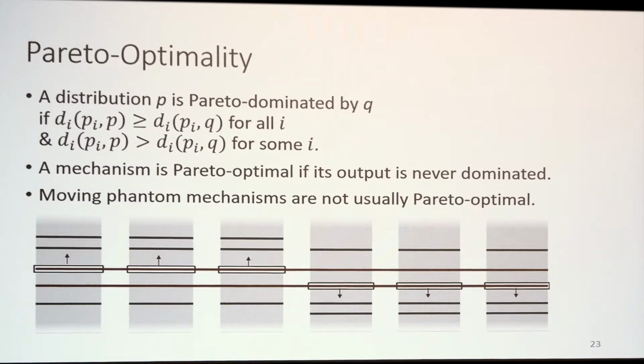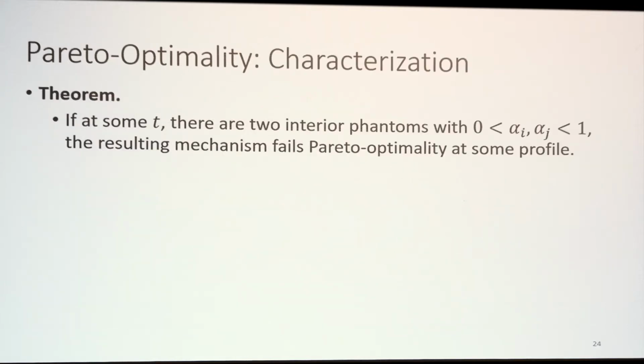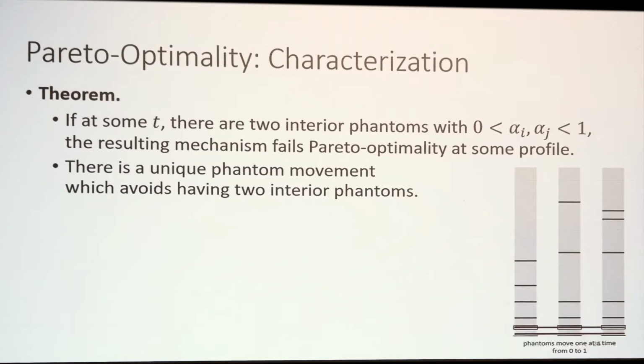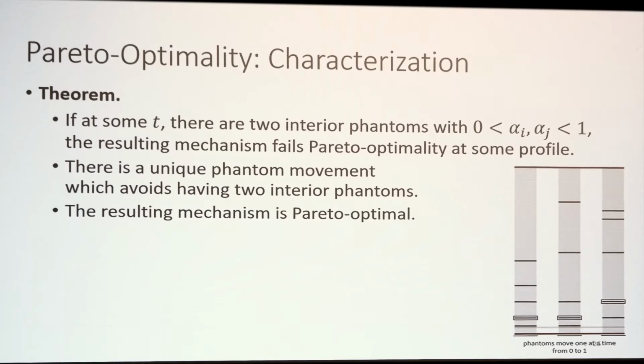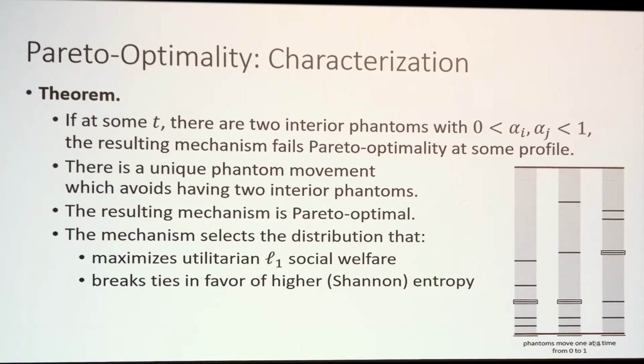What this picture relies on, though, is that these two red lines are interior, strictly between 0 and 1. So we can characterize this as saying that if there are ever two interior phantoms strictly between 0 and 1, then our mechanism will fail Pareto optimality at some carefully constructed profile. So that's a pretty clear hint that the only one we have left that's not ruled out by this condition is the one that we saw on the right of our picture earlier, where we have phantoms moving one at a time from 0 up to 1. Okay, so this is Pareto optimal.